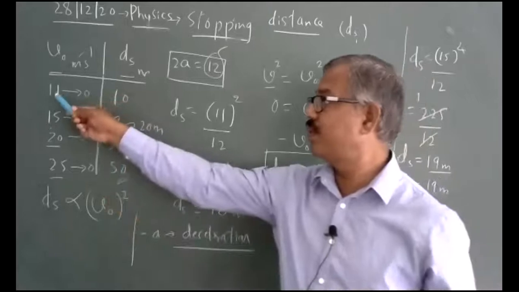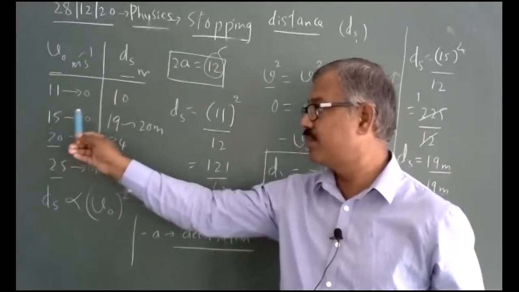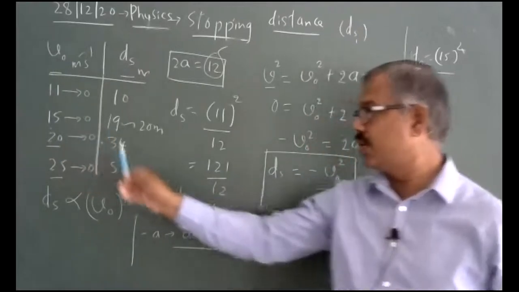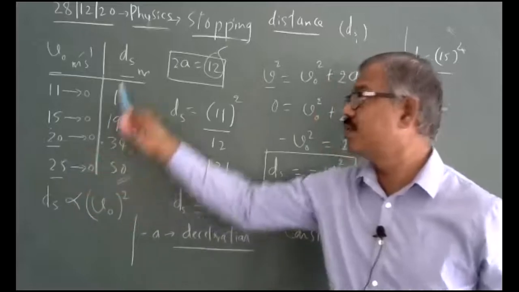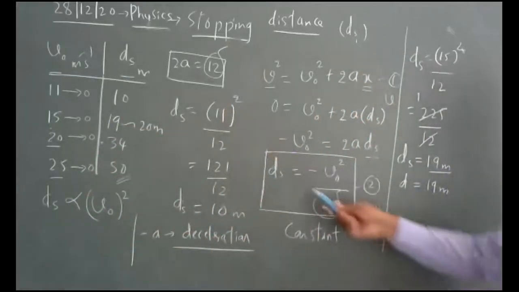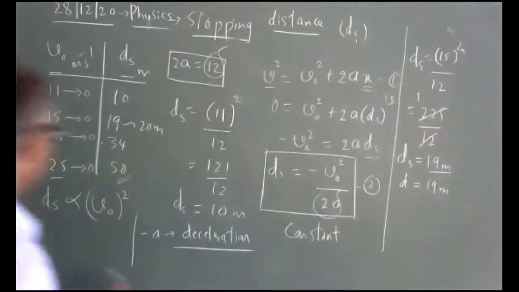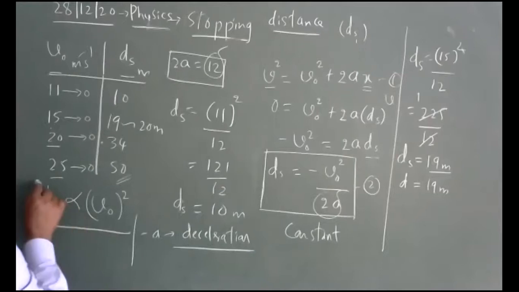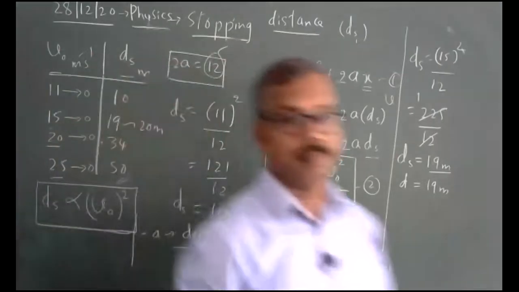When you go for 11, initial velocity becomes final velocity 0. 15 initial velocity becomes final velocity 0. 20 becomes 0. You are going to get stopping distance, which means as velocity increases, your stopping distance increases. That's why mathematically it is written here: ds is directly proportional to v naught square. This is the mathematical relation. ds is directly proportional to the square of initial velocity.